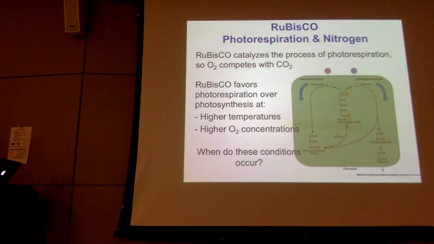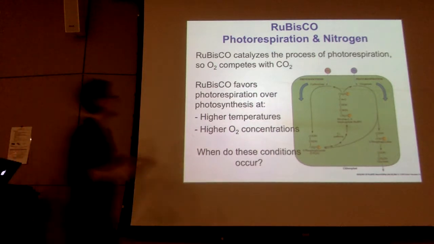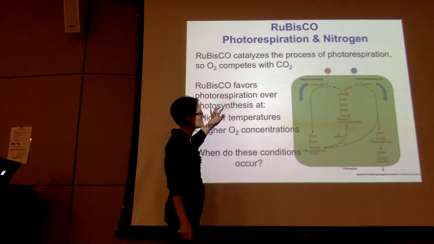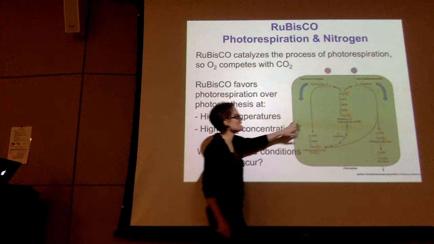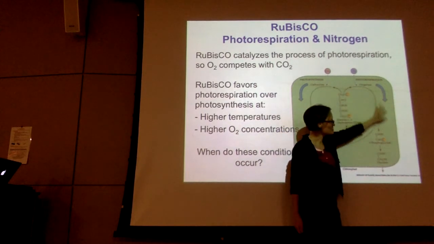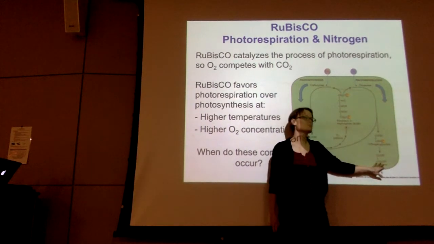So when we have high temperatures or really high oxygen concentrations, Rubisco will actually favor this process of binding oxygen with RuBP called photorespiration. It'll favor photorespiration over photosynthesis. Kind of doing the opposite. It's even taking the carbon molecules that exist in the system before the CO2, and it's using them in something that is not useful to the plant.